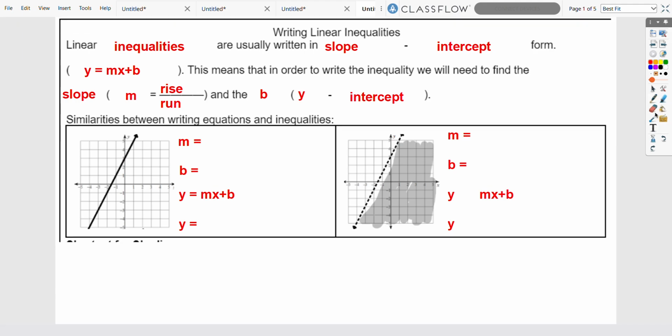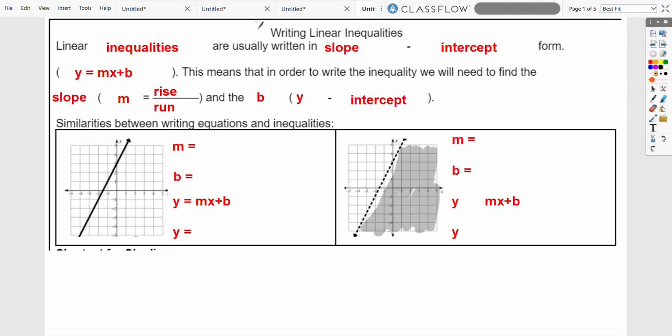We'll be going over writing linear inequalities. Linear inequalities, just like linear equations, are usually written in slope-intercept form. That's y equals mx plus b, or in our case, since it's a linear inequality, it'll be one of the inequality symbols, mx plus b.